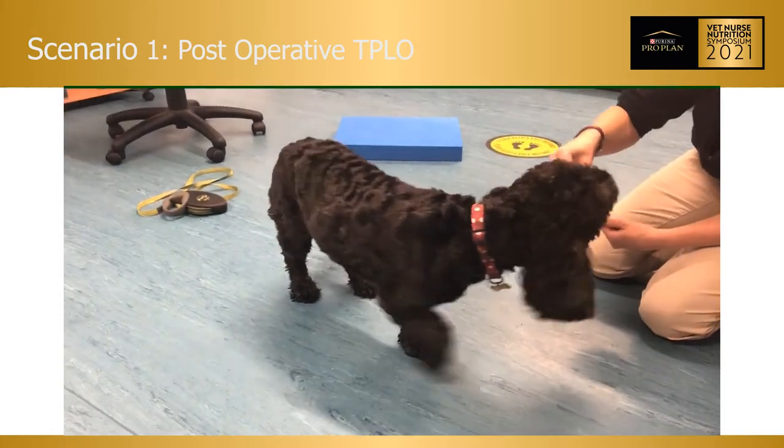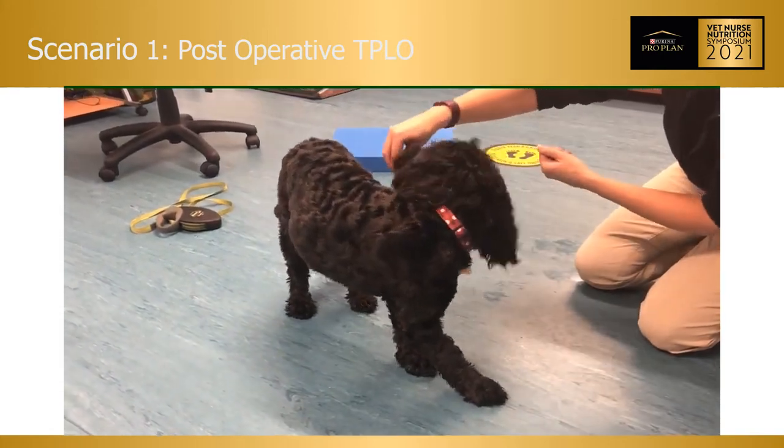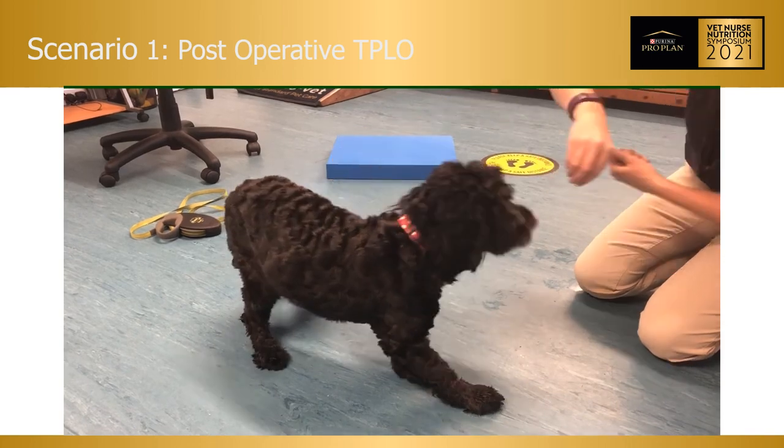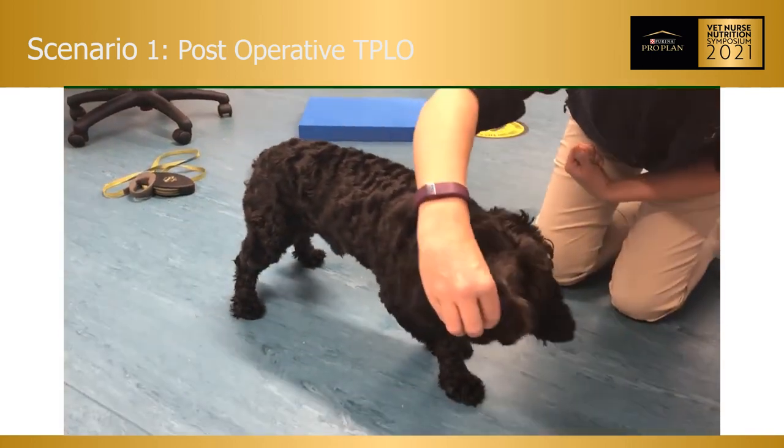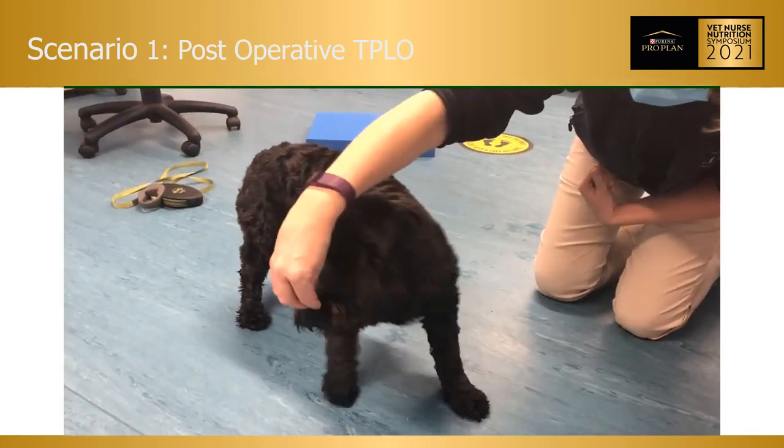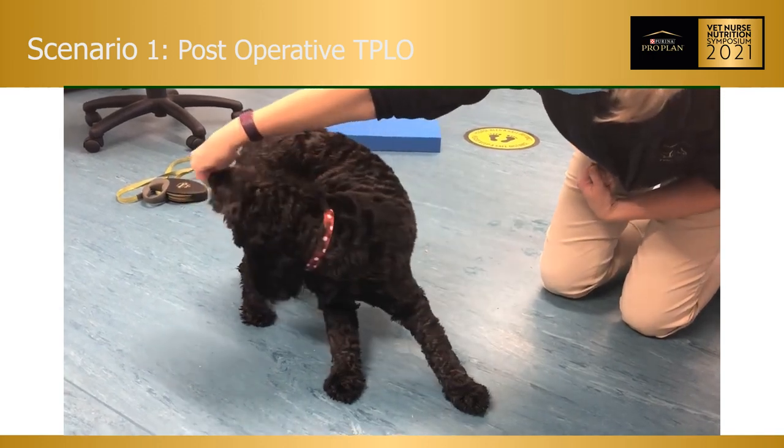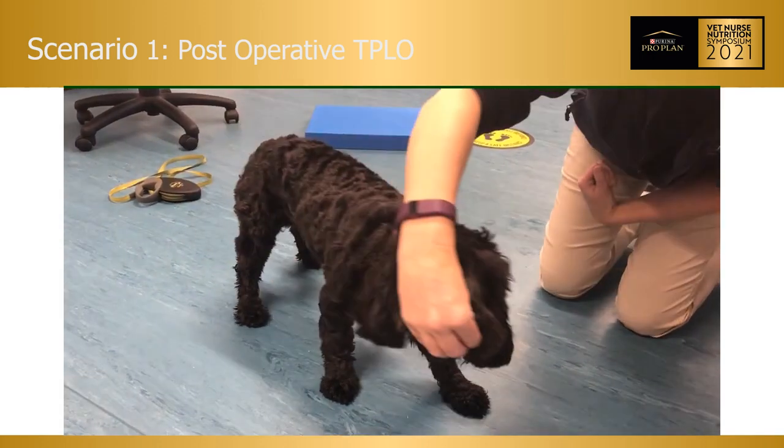Okay, so one example of home exercises that we would give to these post-operative TPLOs is one called biscuits to hips. And you can see here that as the treat is moved from the dog's nose and guided round to its hip on either side, it encourages weight shifting from one side to the other, and this will encourage weight bearing on the affected leg.